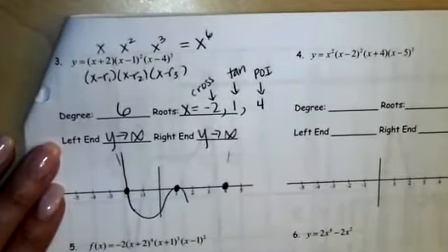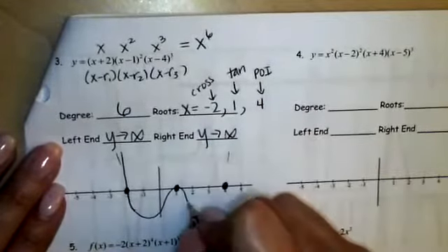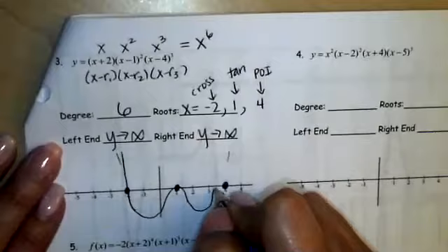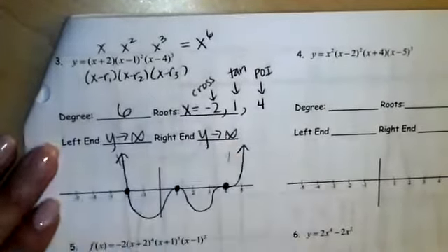So I am going to touch that point and remain on the same side of the x-axis. And then at 4, it says the POI, and so that's the one that kind of looks like a wiggle there, and it keeps going up. So there is my graph.